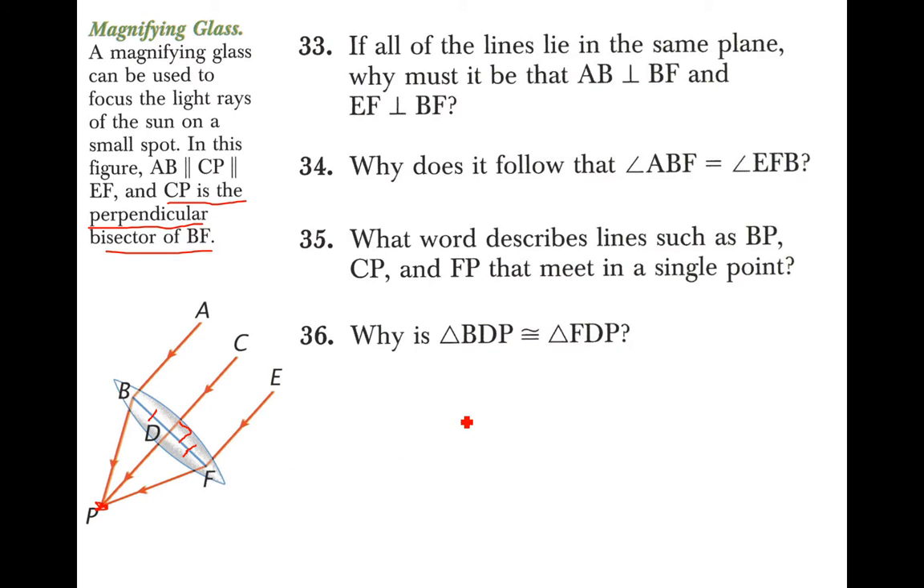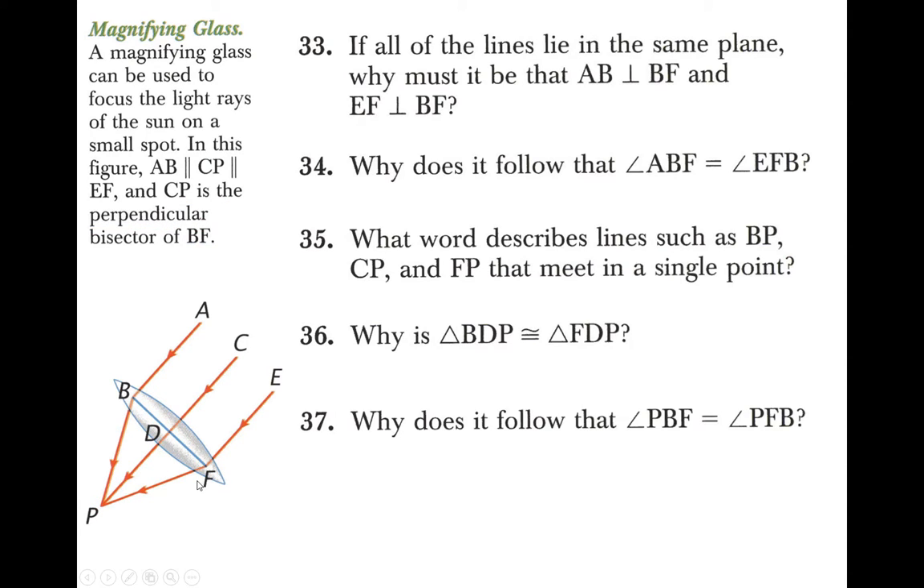Congruence. Congruence of two triangles. These two down here, BDP and FBP. These two triangles right here. So why are they congruent? And then following a congruence statement.